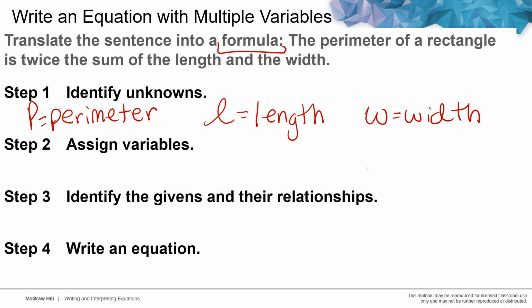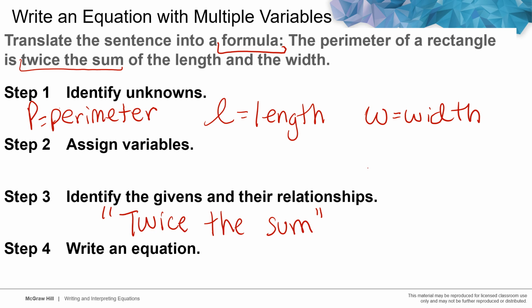So step 3 says identify the givens and the relationships. So they only give us one thing. They say that the perimeter is twice the sum. So we know that we're going to be using twice the sum somewhere in our equation. So twice shows up as 2 times something, and sum is addition. So we know that it's going to be twice the sum. That's what we know is going to need to go into our equation.